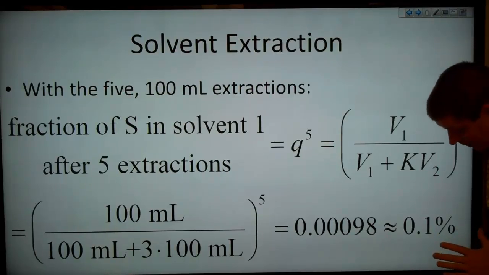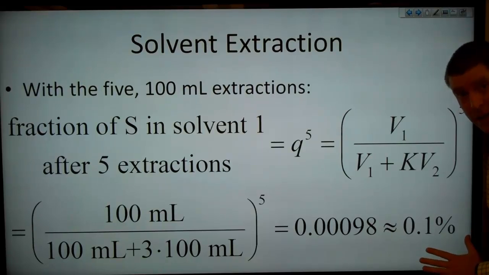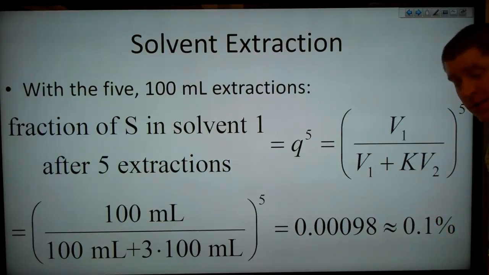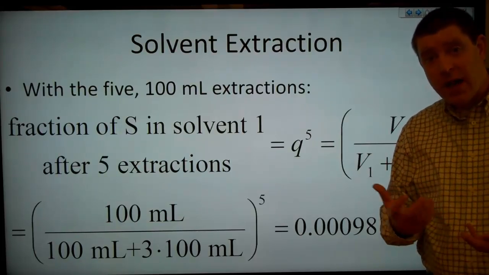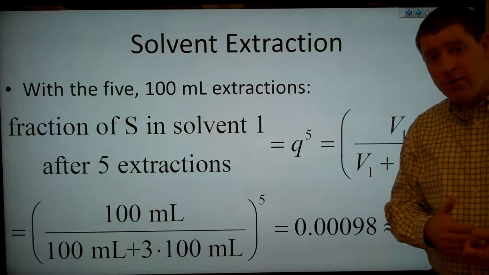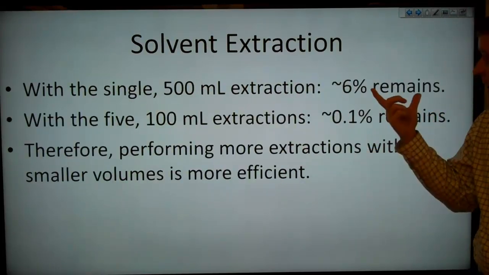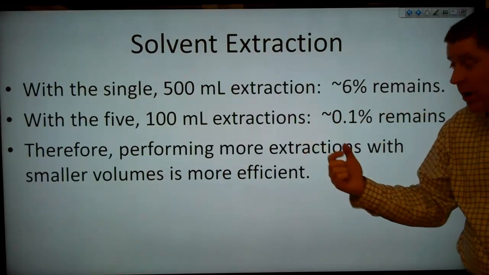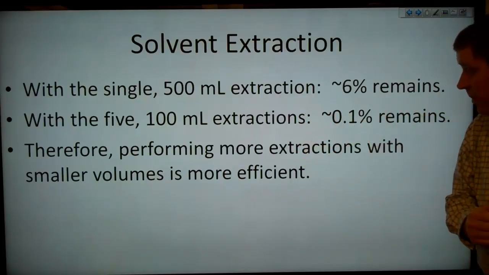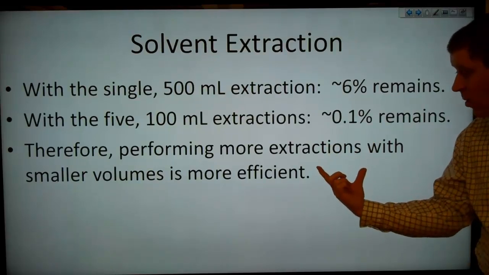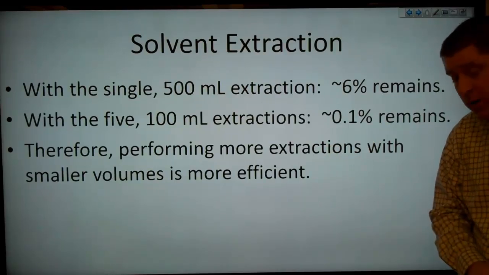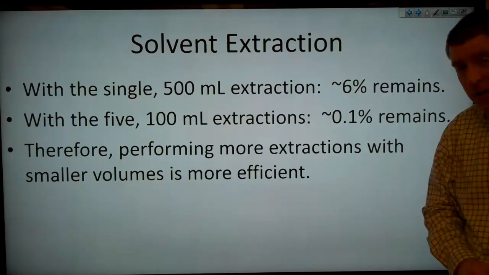So you can see that we get a lot less remaining when we do the 5 successive extractions. And this means that these 5 successive extractions are significantly more efficient at removing our solute A from that water phase. So with our single 500 mL extraction, we get 6% remaining. With the 5 100 mL extractions, we get 0.1% remaining. And this means that performing more extractions with smaller volumes each time is more efficient.